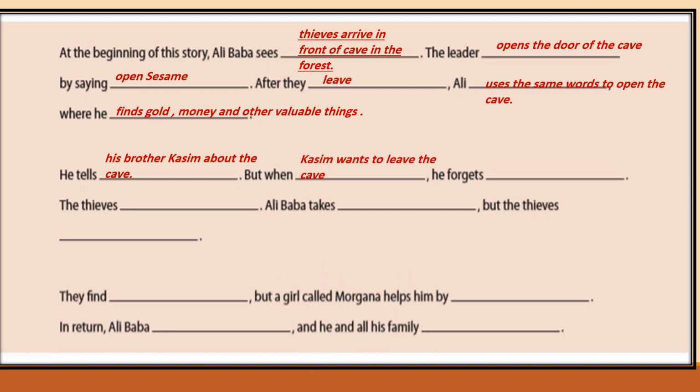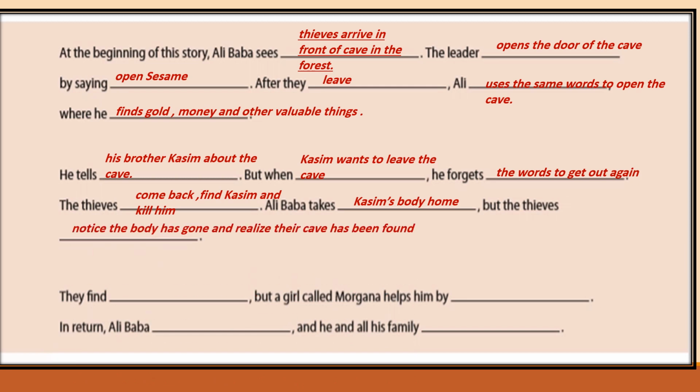But when Qasim wants to leave the cave, he forgets the words to get out again. لكن عندما قاسم يريد أن يغادر الكهف هو ينسى الكلمات ليخرج مرة أخرى. The thieves come back, find Qasim and kill him. اللصوص يعودون ليجدوا قاسم ويقتلوه. Ali Baba takes Qasim's body home. علي بابا يأخذ جثة قاسم إلى البيت, but the thieves notice the body has gone and realize their cave has been found. لكن اللصوص يدركوا أن الجثة قد اختفت ويدركوا أن كهفهم تم العثور عليه.